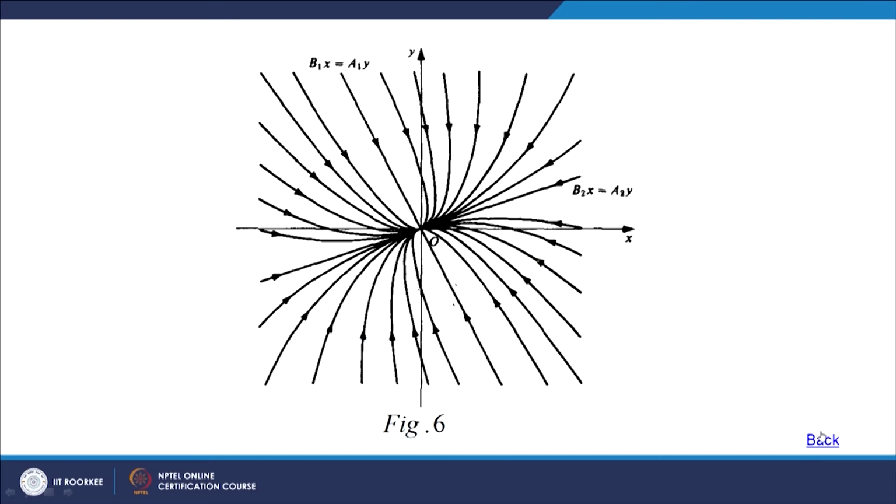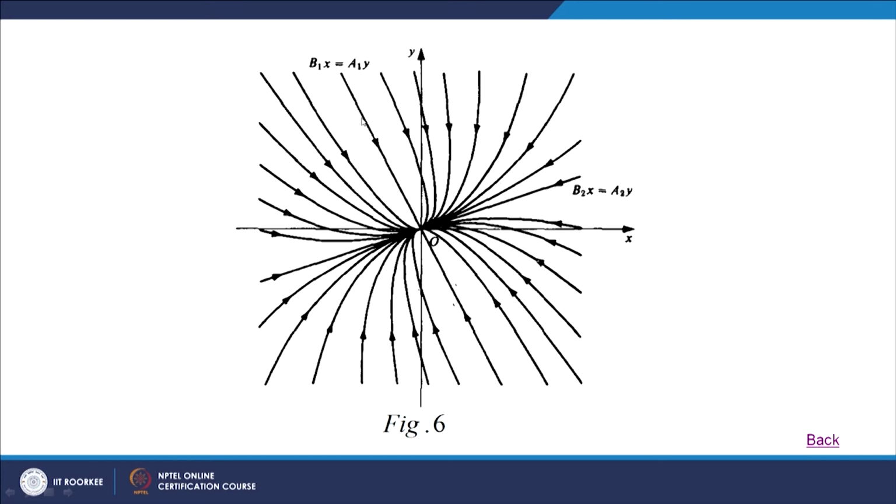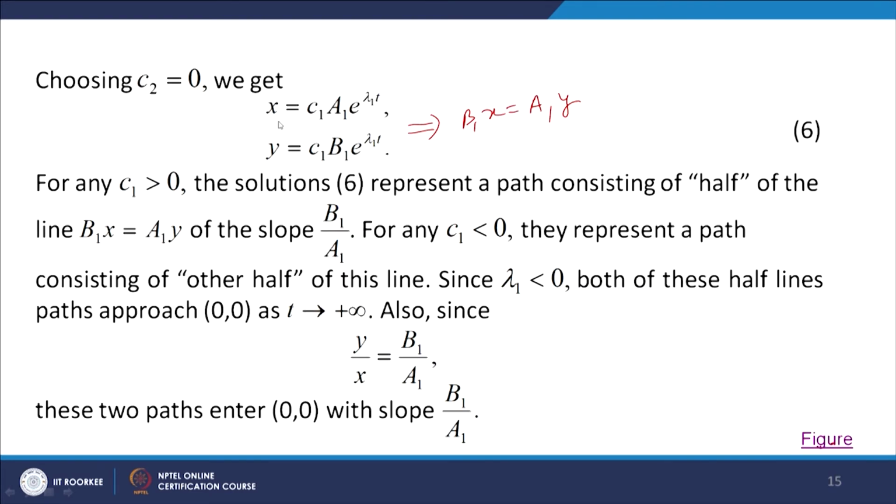Then what will happen? You see here, if I take a1 b1, this line b1 x equal to a1 y. Here what they are doing is that suppose a1 and b1 have different signs. Suppose a1 is negative and b1 is positive, then we will have, in this quadrant, this half line, because we are taking C1 to be greater than 0. x equal to C1 a1 e raised to power lambda 1 t, C1 we are taking positive.